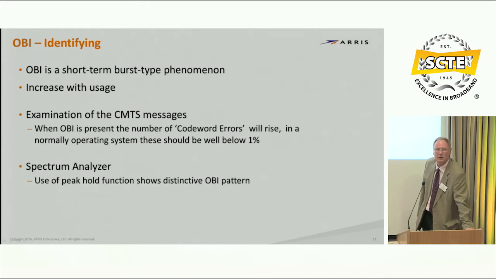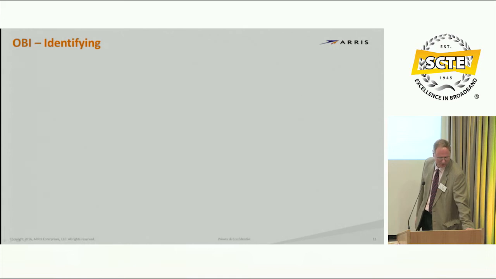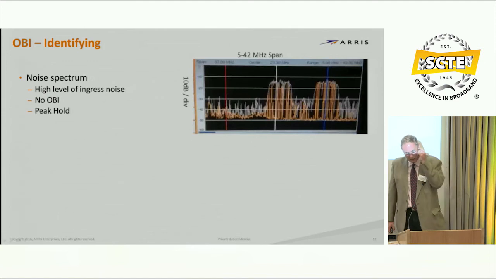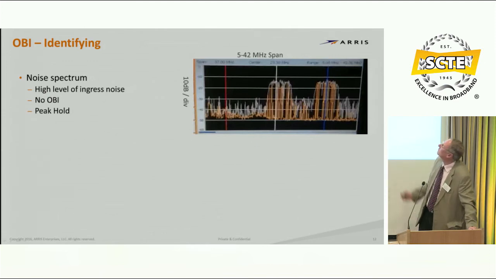Second way, and probably the easiest way, is to use a spectrum analyzer. It's very, very easy to see OBI on a spectrum analyzer because it's a very characteristic noise pattern. To show you what I mean, this is a real network. This is a trace sent to us by a network in the US, and they were complaining about OBI. So they have their 2 upstream carriers, as you can see, one here and one here. The white trace is peak hold on the analyzer. The orange trace is the noise.